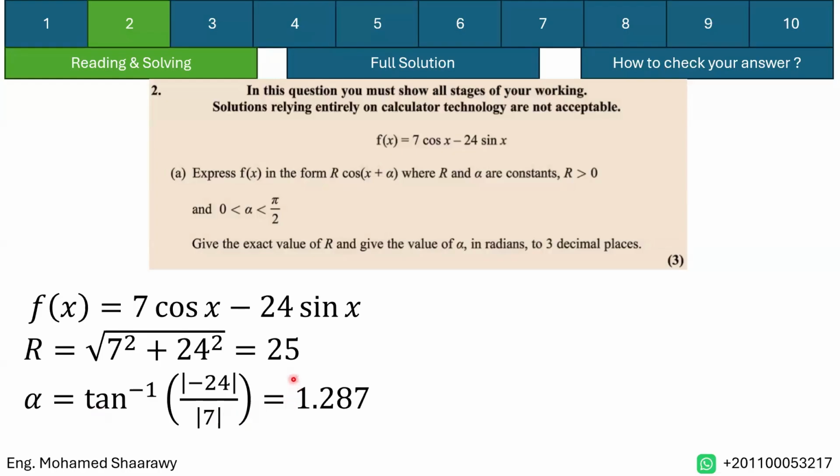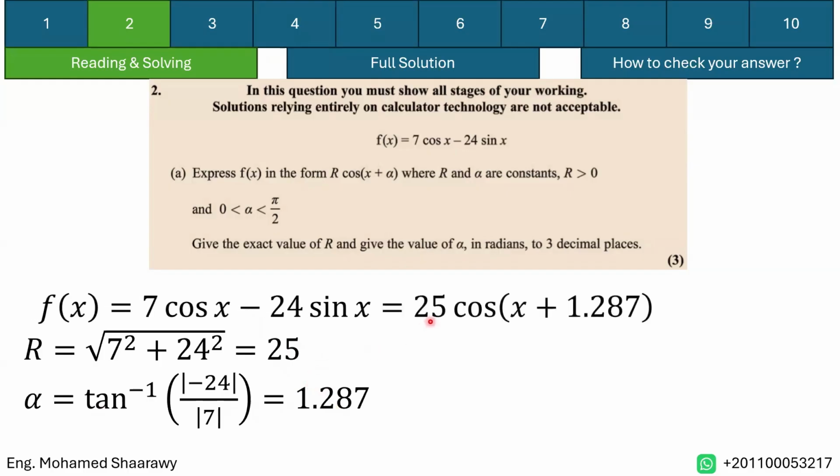Okay, let's say that you did not know these rules or how they came from. Let me show you the derivation now. Actually, this will be my final answer. This will be r. I replaced it with 25, and alpha I got as 1.287. If you don't know how these come from, okay, focus with me now.